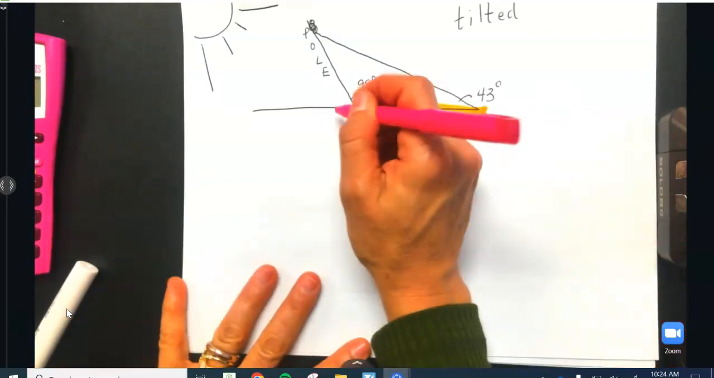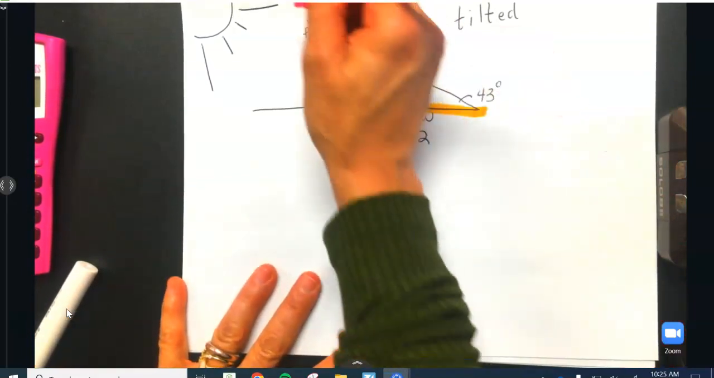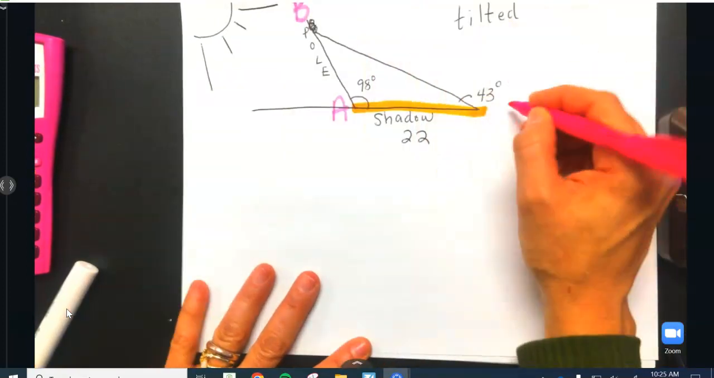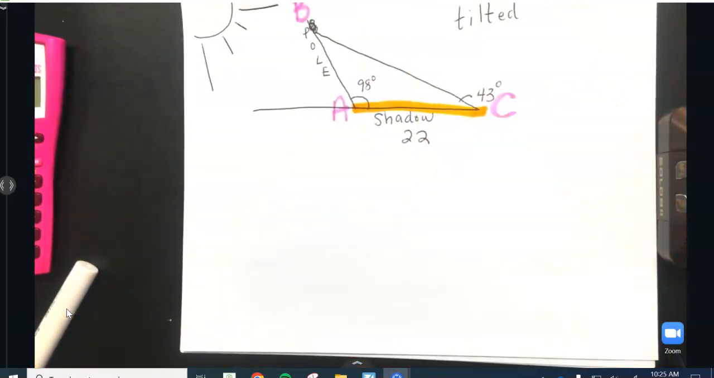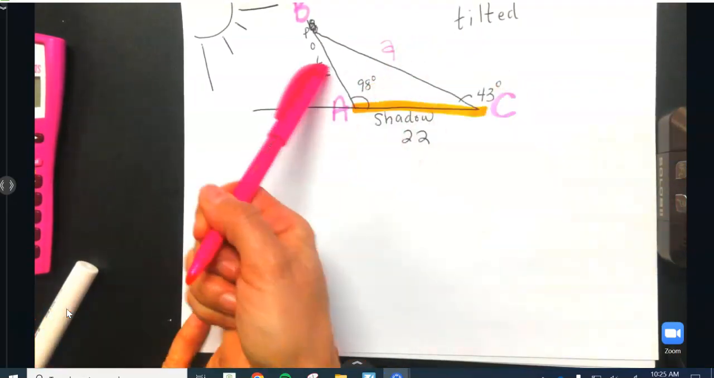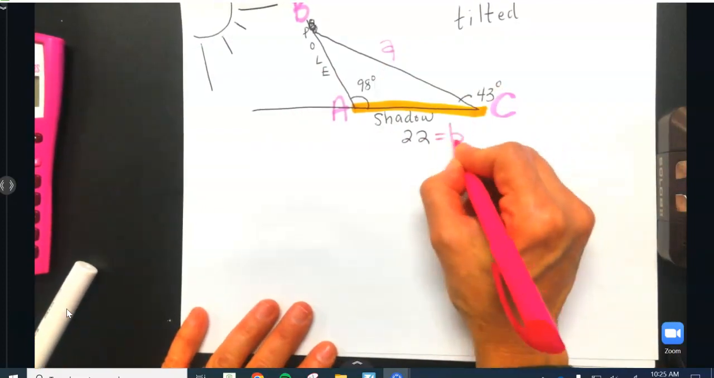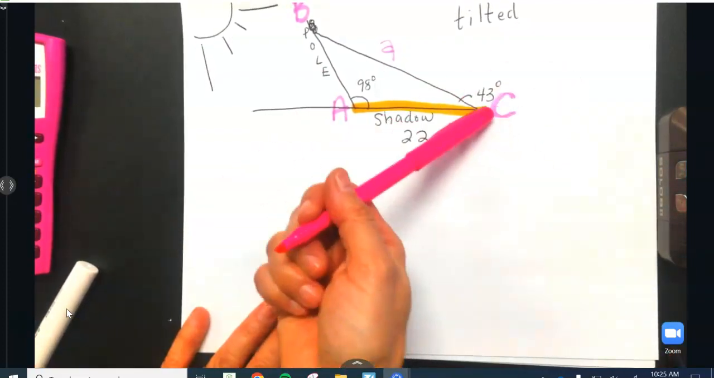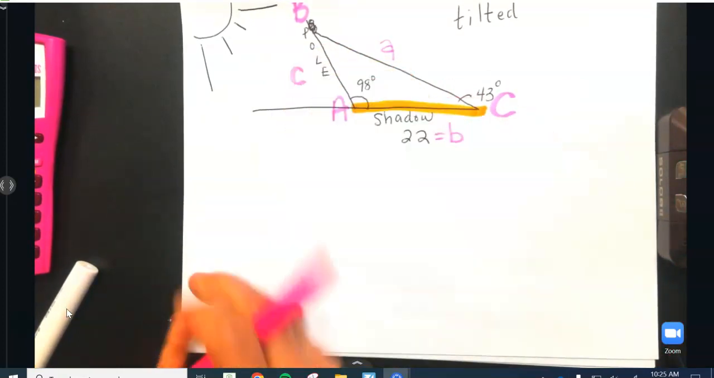All right, so let me just label this stuff. I'm just going to label ABC. I'm going to label A down here, B at the top, C over here. C is going to be 43 degrees. Let me go ahead and do my leg measures. This is going to be little a. The shadow, the way I drew it, is going to be little b. And then the pole is going to be little c.